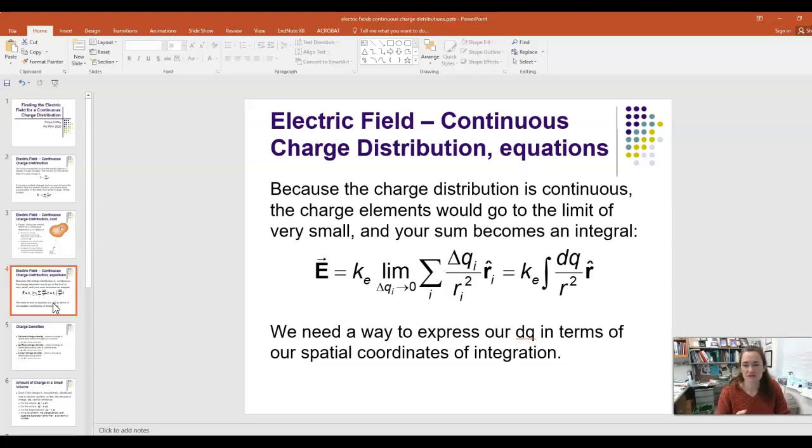The electric field is going to equal the Coulomb constant times the integral of dq over r squared times r hat. Okay, so that's it. That's the whole idea. That's the theory.